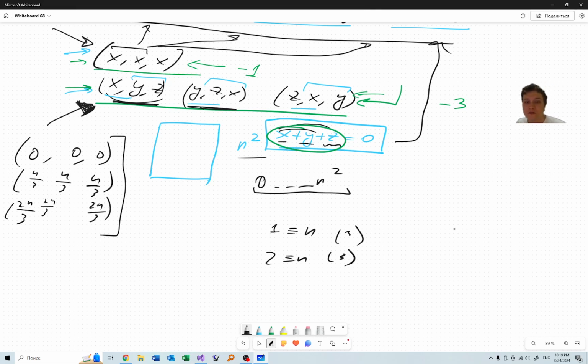So first of all, in each of these cases, you also have a triple 0, 0, 0. And that is the only triple with equal numbers. So the only triple in which all 3 numbers are equal is 0, 0, 0. That means modulo n, of course, here.